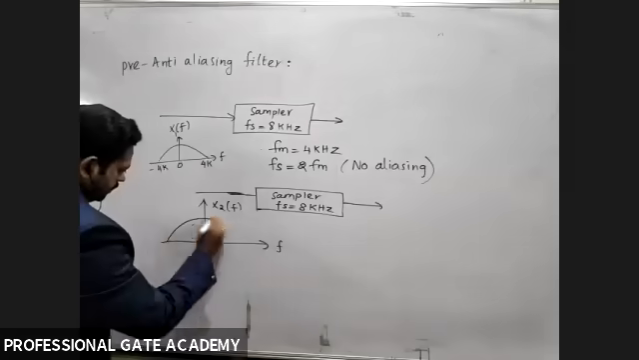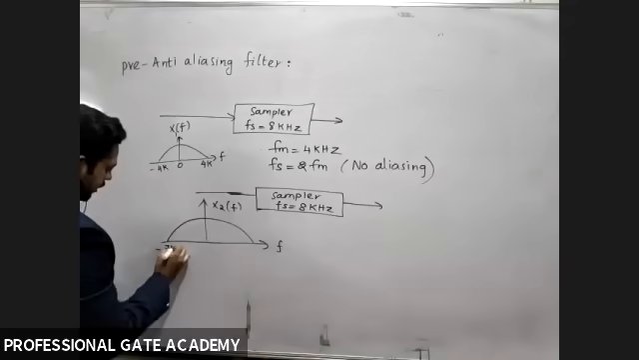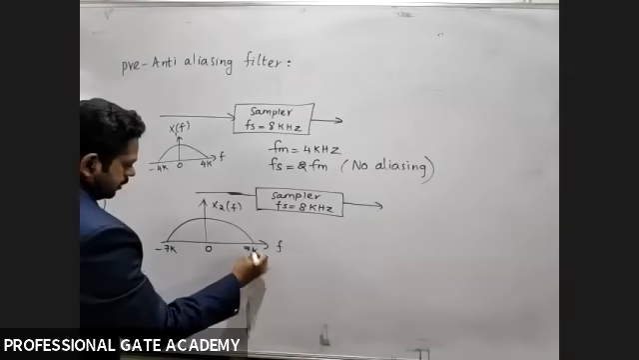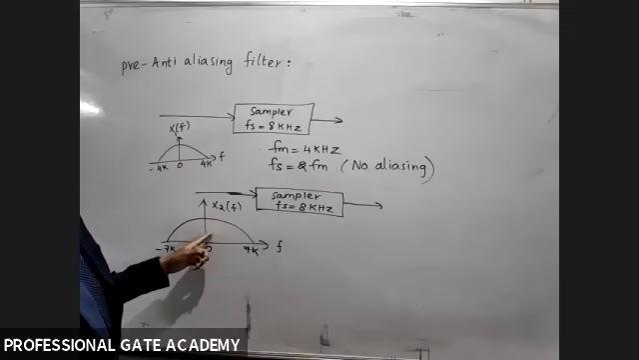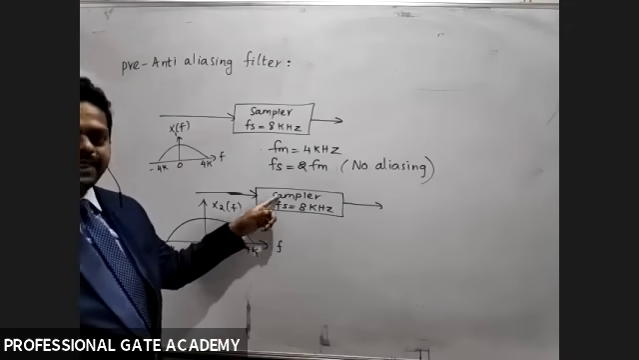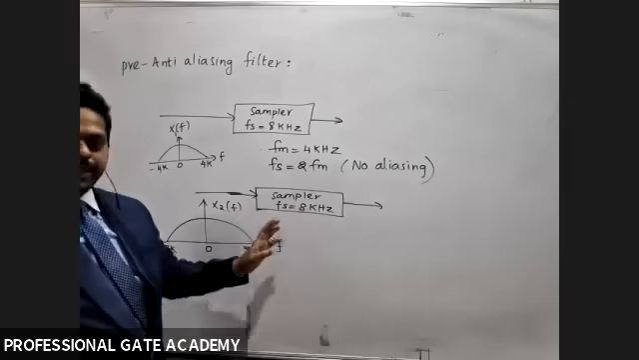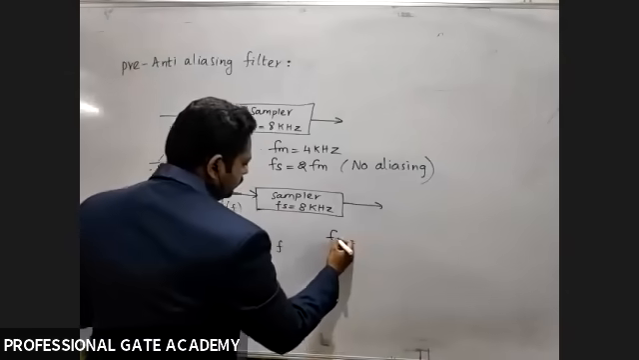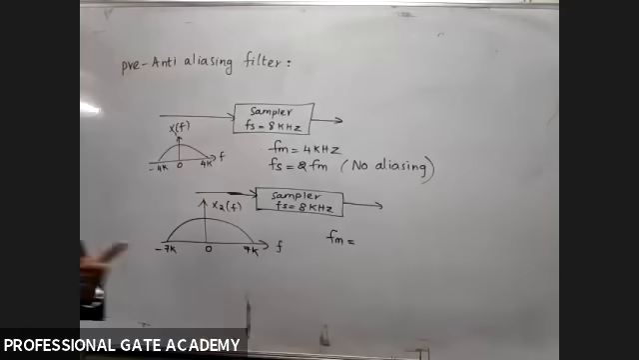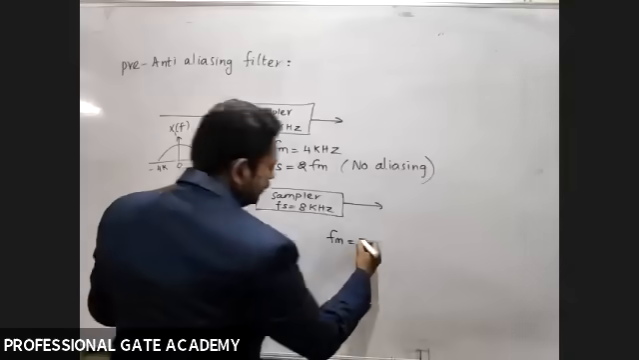Now we can take minus 7K to 7K. So this message signal is applied to the sampler. Already the sampling frequency we selected is 8 kilohertz. Students, tell me, for this problem, what is the value of FM? 7K.